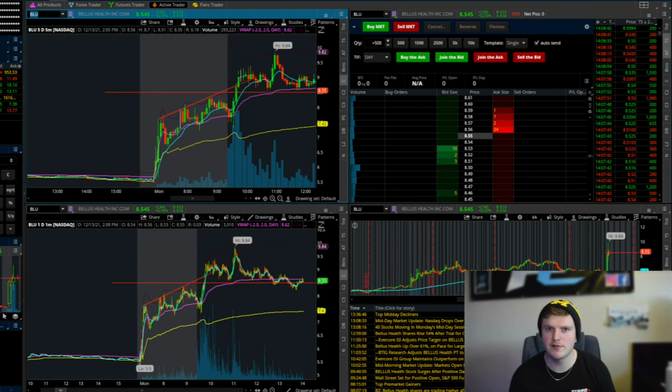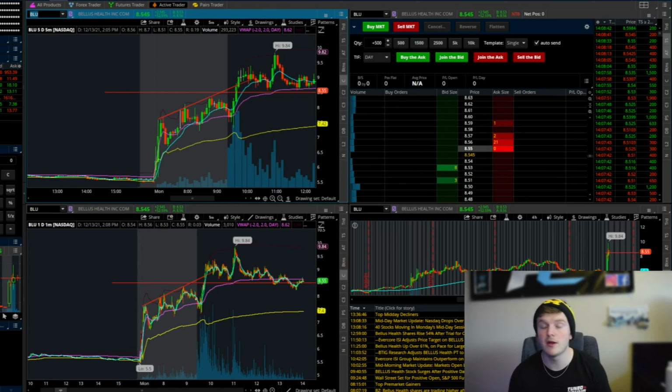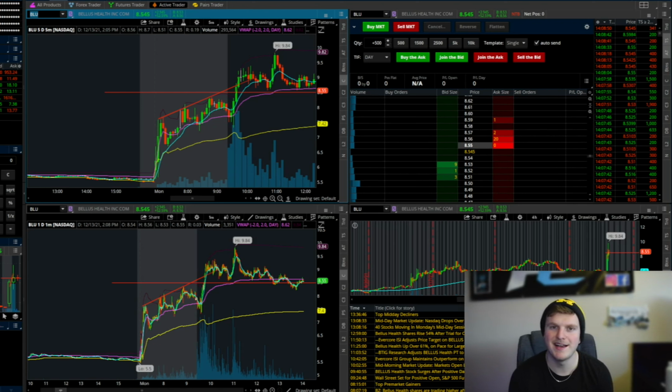But there it is. Float isn't something I look for every single day because I can trade a blue chip stock with 1 billion shares of float, but I can also trade a penny stock with 1 million shares of float. So there is your answer for what is float.